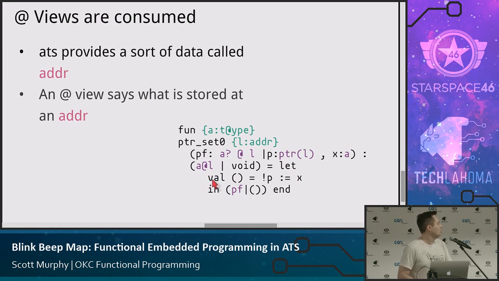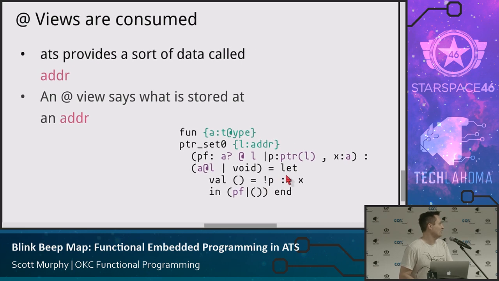So I do val unit equals, and then this is my assignment. So notice that this val and then parentheses is saying to do an assignment. So you can think of this as a statement. And in fact, there's another syntax where you could just write this as a statement. The important part is this right here. So we're saying at the address of P, assign a value X, right? So that'd be the same as writing star P equals X if you're writing it in C.